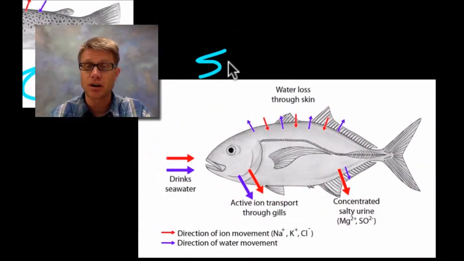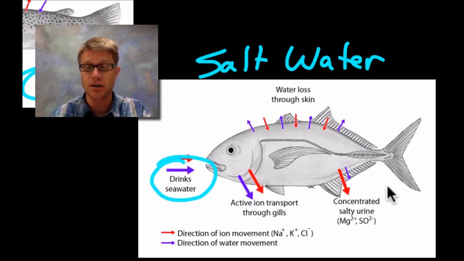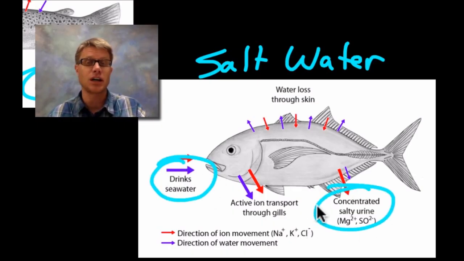If you move to a saltwater fish, we're going to have the opposite problem now. Now the salt water is going to have a higher solute concentration, and so we're going to have water that's going to keep flowing out of them. And so they have to actually drink salt water, and their urine is going to be really, really concentrated.